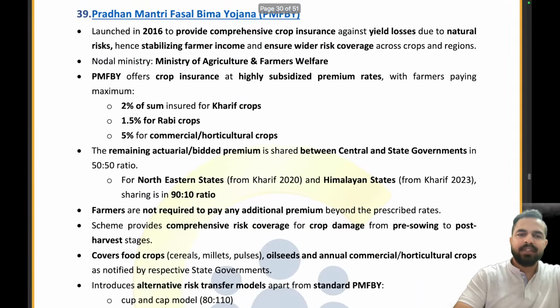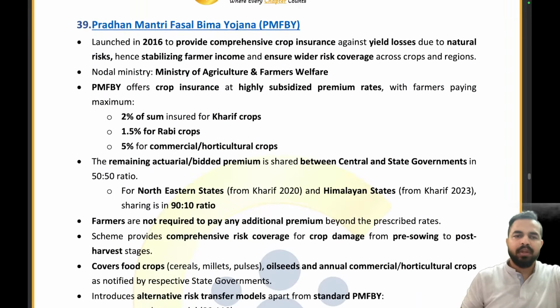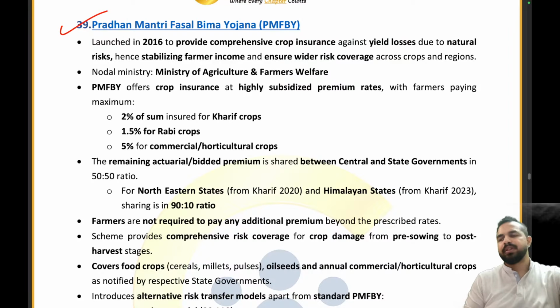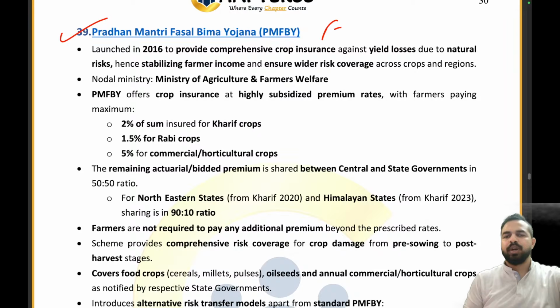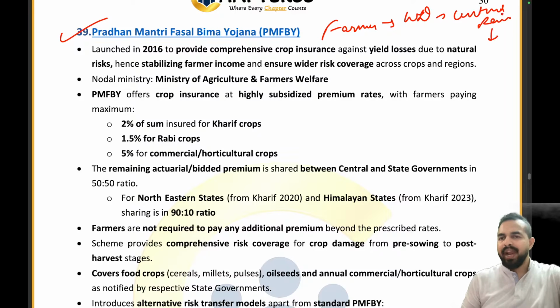This is a scheme, the Pradhan Mantri Fasal Bima Yojana. My dear friends, let's take an example that you are a farmer. So many times we see that due to western disturbances, there is a lot of untimely rain in our country, which always ends up damaging the crops.